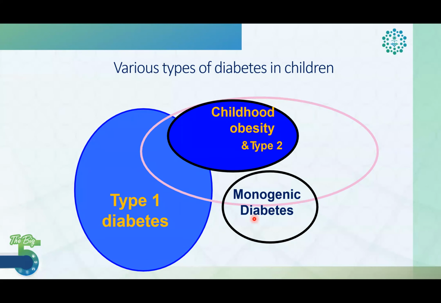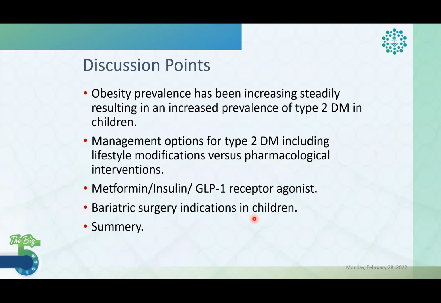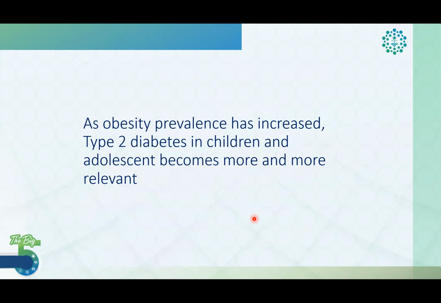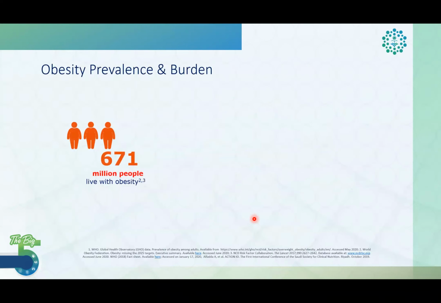As you know, the commonest type of diabetes in children is type 1 diabetes, while we have other forms of diabetes in children, including type 2 diabetes, MODY, and secondary diabetes. As obesity prevalence has increased, type 2 diabetes in children and adolescents becomes more and more prevalent year by year.